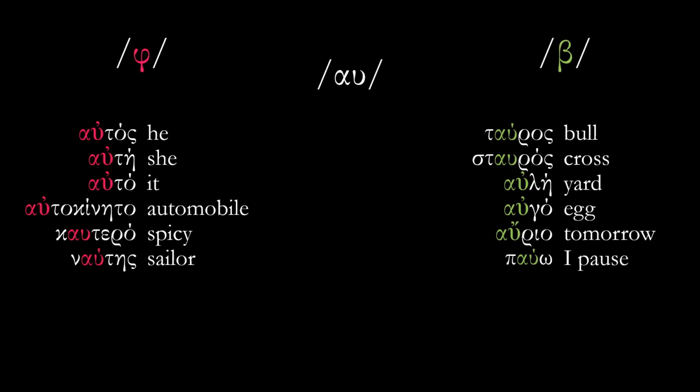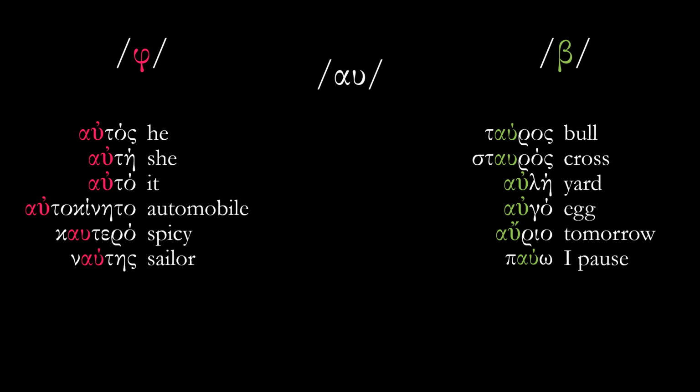First, let's look at alpha epsilon. So I'll read the Greek on the left. Aftos, afti, αυτό, αυτοκίνητο, καυτερό, ναύτης. All of those have that F sound. We're just taking our lower lip and putting it up against our upper row of teeth. It's called an unvoiced dental fricative. F, f, f. It would be difficult to make those with a V sound. Avtos doesn't really roll the way we would like it to, and it would be difficult to say it quickly.